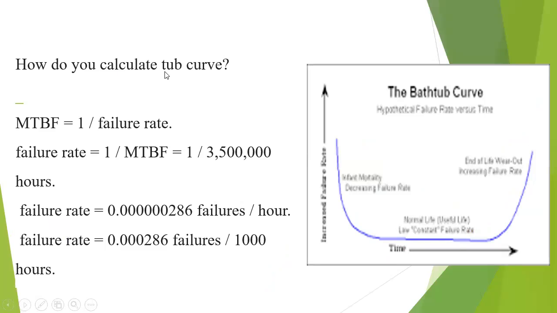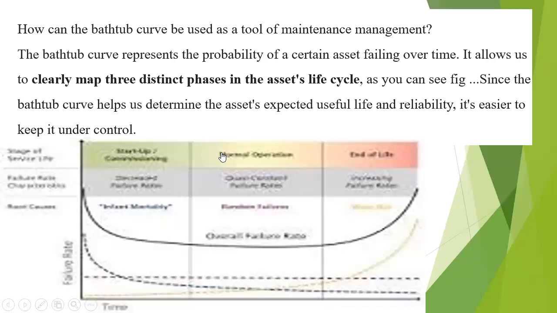So how do you calculate the bathtub curve? MTBF is equal to 1 over failure rate, or failure rate is equal to 1 over MTBF, or it may be 1 over some value in hours, so the failure rate is then that value per hour. So the failure rate we can give per 1,000 hours or per 1 hour. So this is the rule for calculating the bathtub curve.